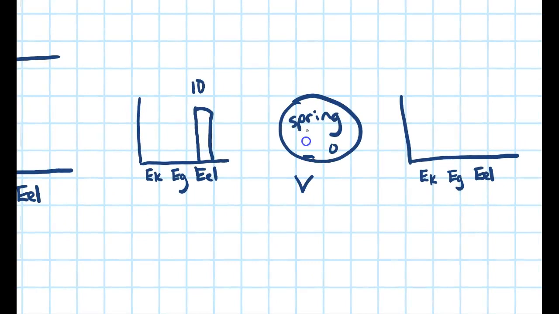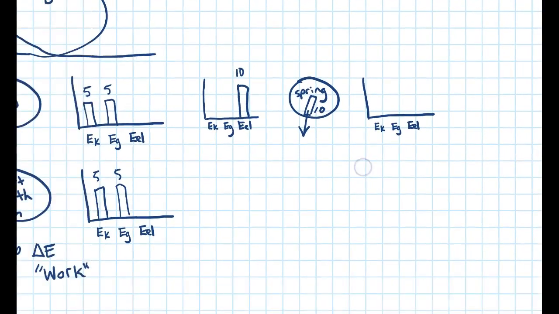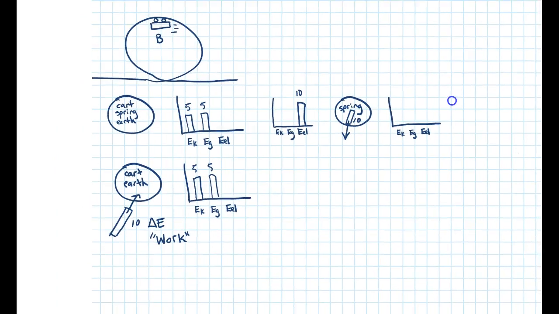Just draw your boxes. I didn't draw them very well there. But 10 units of energy have left this system. And so again, we have a change in energy in the system. We need to show energy flowing out of the energy flow circle or out of the chosen system.